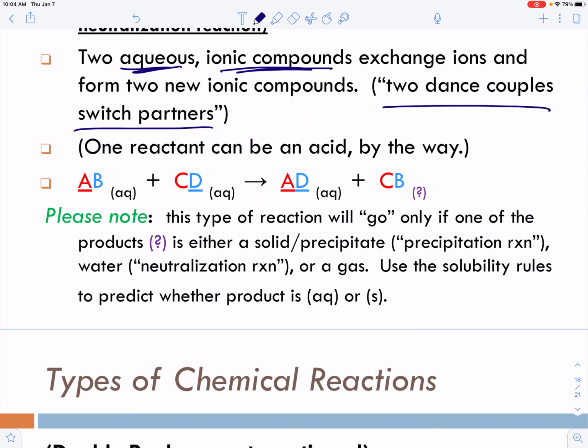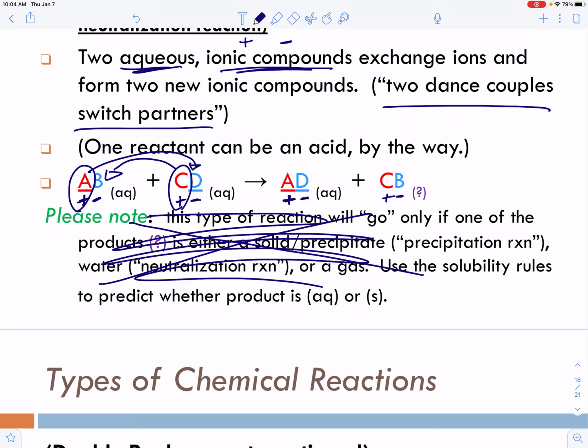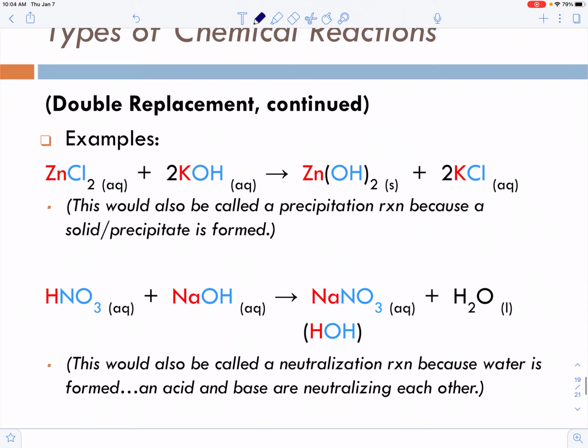So again, these are ionic compounds, and remember, ionic compounds are a cation bonded to an anion. So cation and an anion. We always write our cations first. And all that's happened here is my cations and my anions have switched partners. Right? So now instead of A being paired up with B, A is now paired up with D instead. Same thing with C. C is no longer paired with D. C is now paired with B. Now, again, we don't have to predict products, so you don't have to worry about this part. You just have to be able to identify a double replacement reaction when you see one.